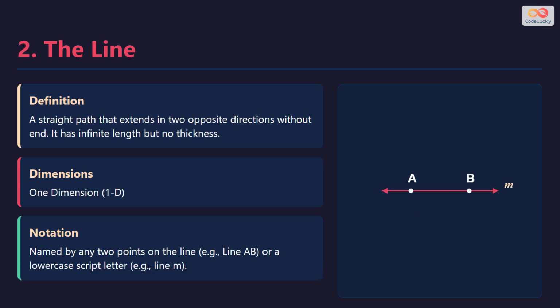Next, we have the line. Imagine a straight path that extends forever in two opposite directions. That is a line. It has infinite length, but it has no thickness or width. It is one-dimensional. We can name a line by any 2 points on it, like line AB, or by a single lowercase script letter, like line M.